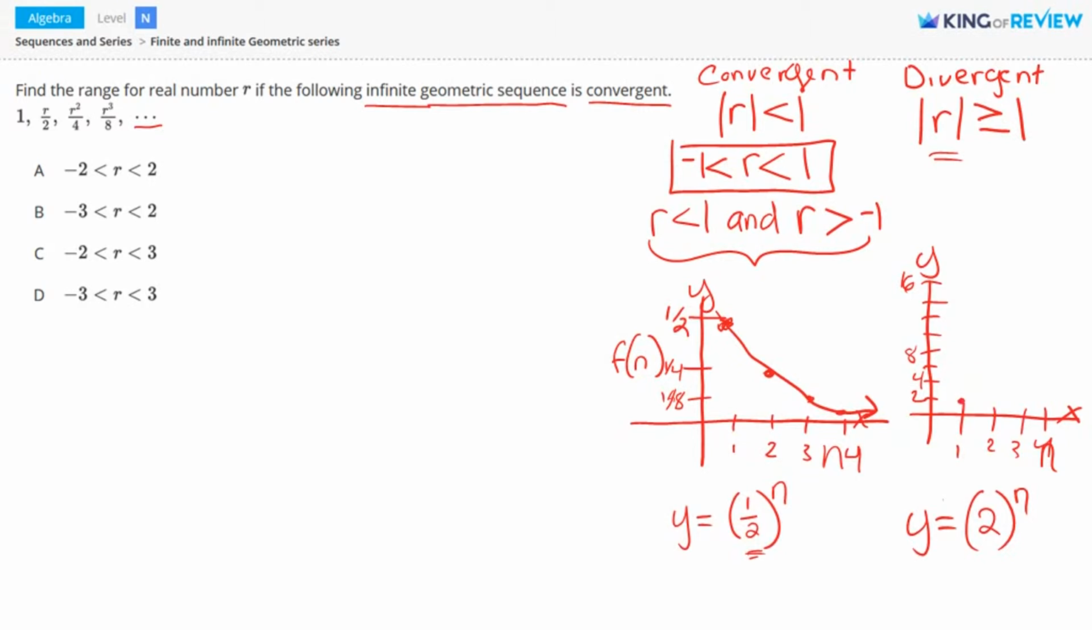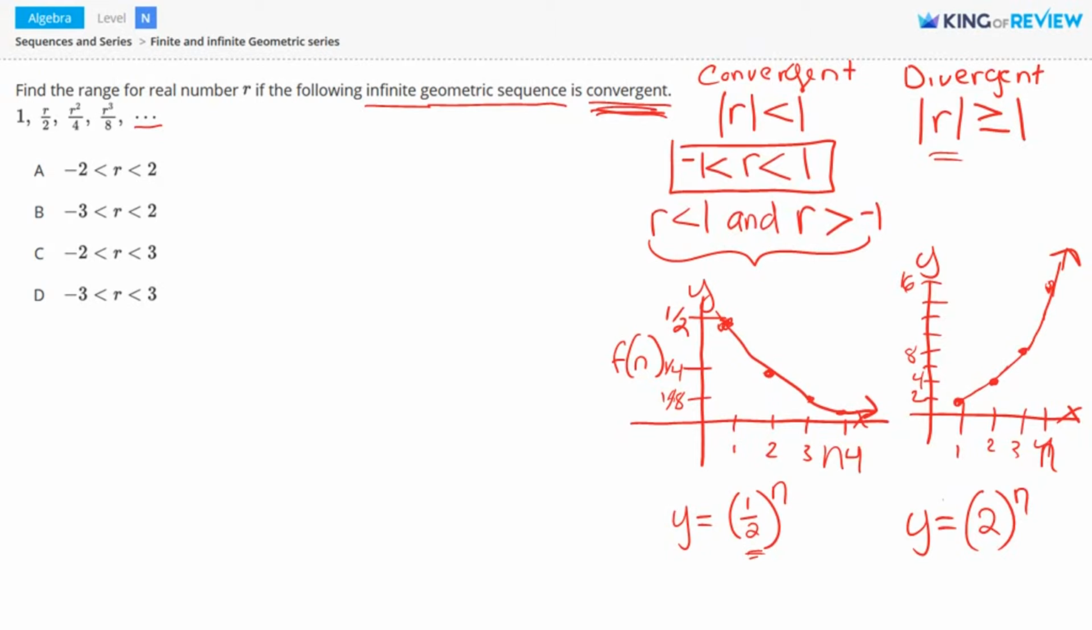Okay, so when we plot this, y equals 2 to the nth power, when n is 1, we get a y value of 2. When n is 2, that's 2 squared, which is 4. When n is 3, we get 8. And when n is 4, we get 16. So when we connect these, you can see that it's approaching infinity. So for a convergent series, which is what we're dealing with here, r must be in between -1 and 1.